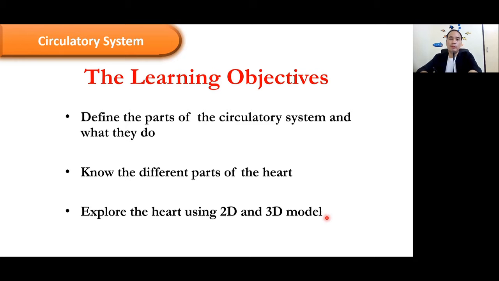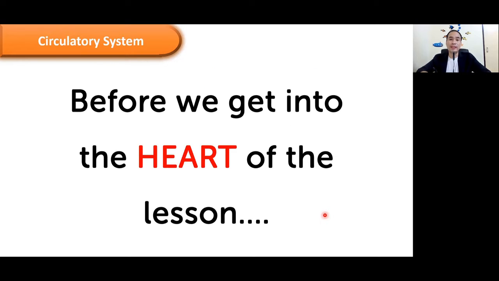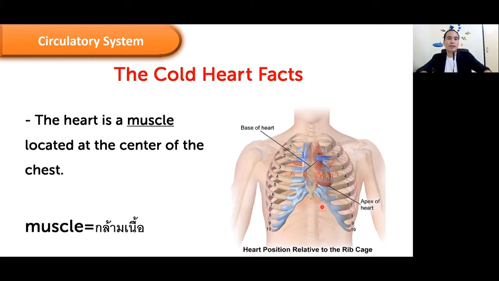Okay? So before we go to the heart of our lesson, let me ask you first, where do you think your heart is located? Number two, how big do you think our heart is? So let's try to know some of the heart facts, okay? So first one, our heart is a muscle that is located at the center of your chest.